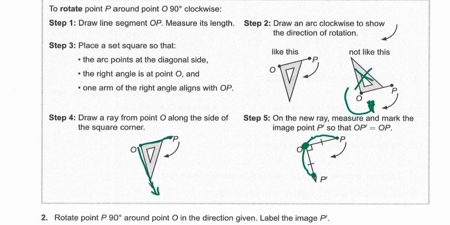So the idea here is kind of like reflections are the same distance away from the mirror line. Well, rotations have to be the same distance away from the point of rotation. And the point of rotation happens to be often labeled O. I hope you get that.